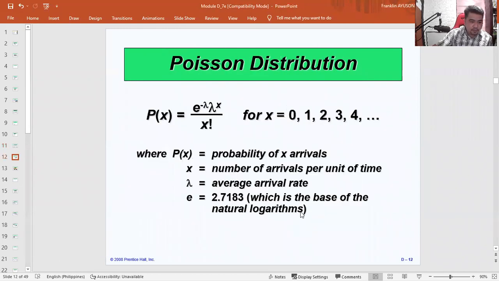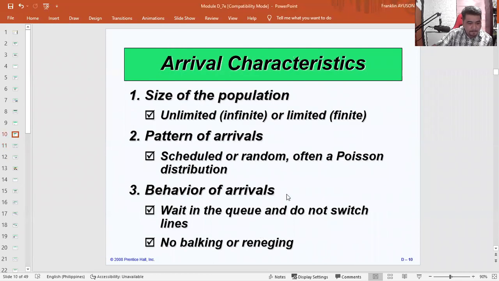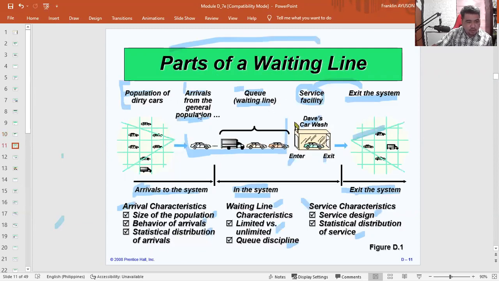Now, talking about Poisson distribution. Saan ba siya papasok? Kanina. Dito sa patterns of arrival, dito sa arrival characteristic. So, from the arrival to the system, we'll talk about, this time, the statistical distribution of arrival, before it enters our queue.